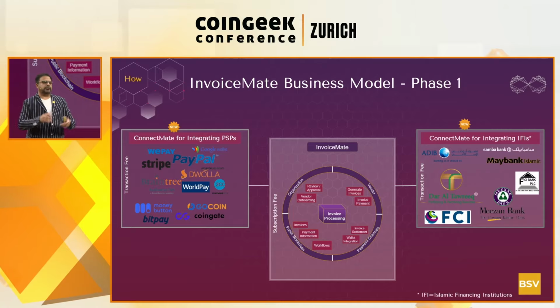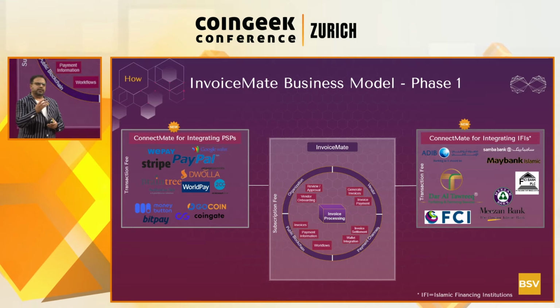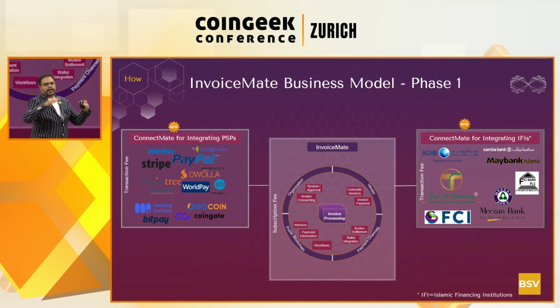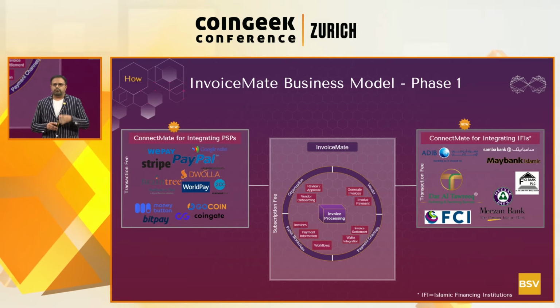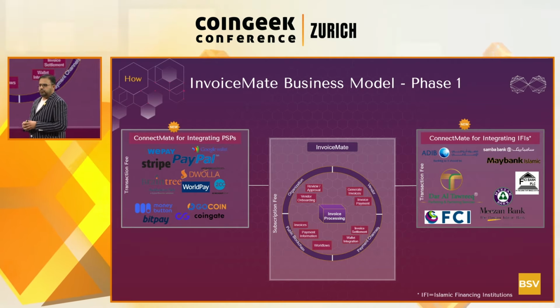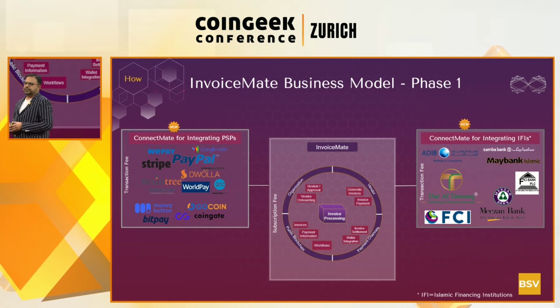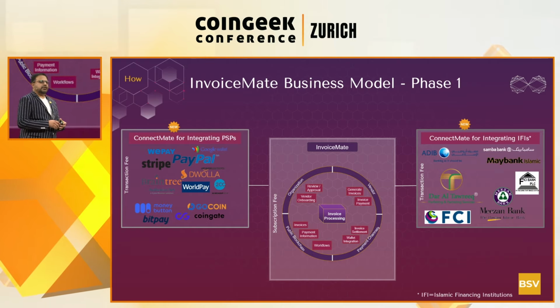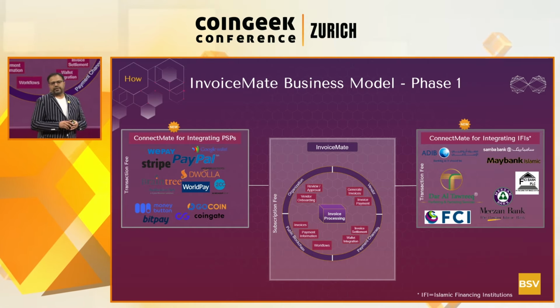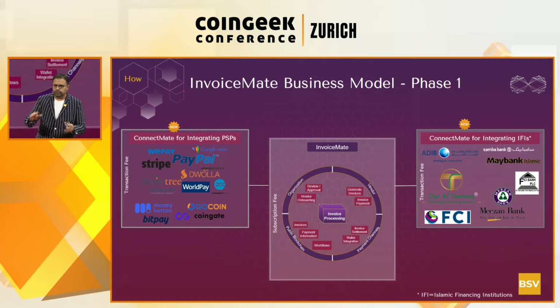That's, again, a description. You can see in the middle, the users are interacting with the InvoiceMate as vendors, as clients, and then they can reach out to the existing payment service providers to pay out the invoices. And on the other side, you can see the integration with the existing international Islamic financial institutions who are doing the factoring and financing of the invoices.